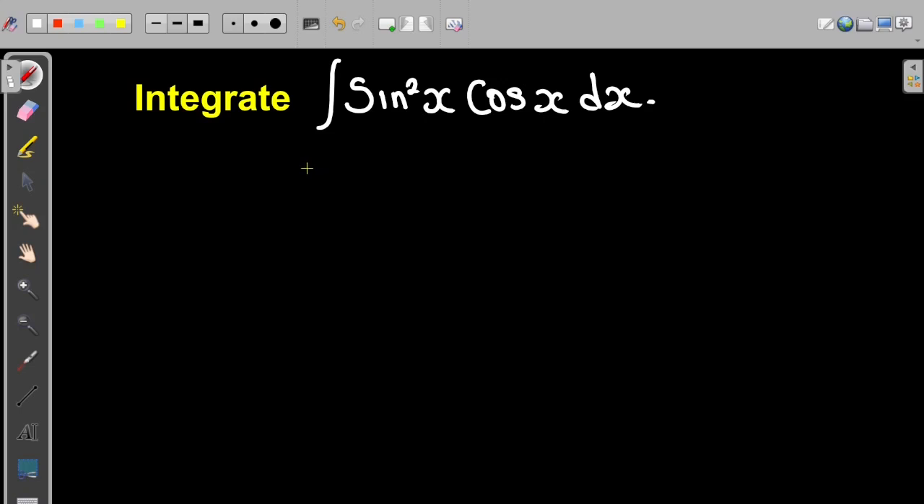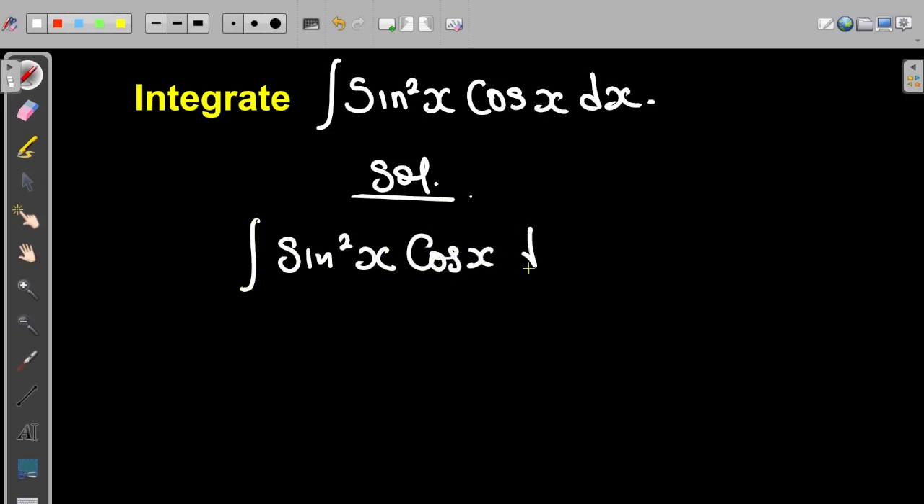In this video, we will provide the solution to the question given to us. So we have: integrate sine squared x multiplied by cos x dx. So we have the integral of sine squared x multiplied by cos x dx.